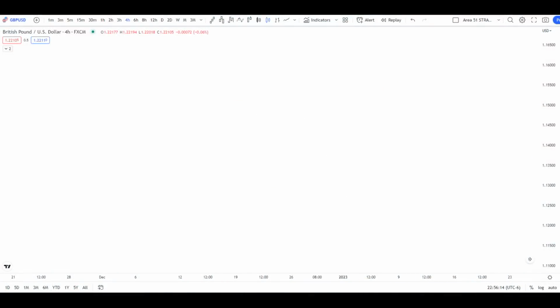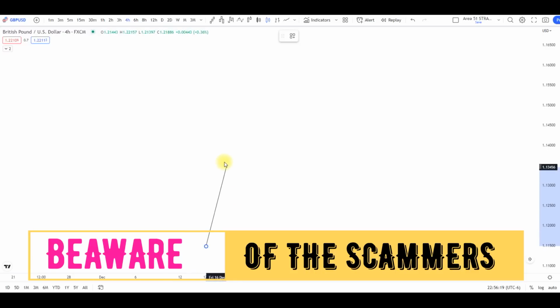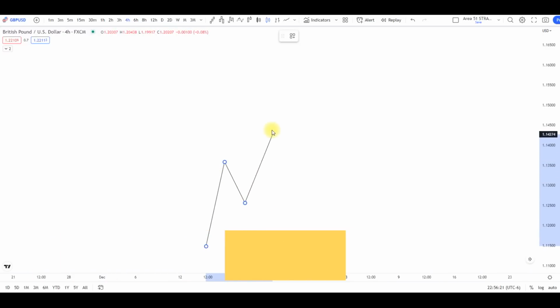So here we are. As usual, we're gonna use the illustration here. Let's say the price is making higher highs, higher lows in an uptrend market.